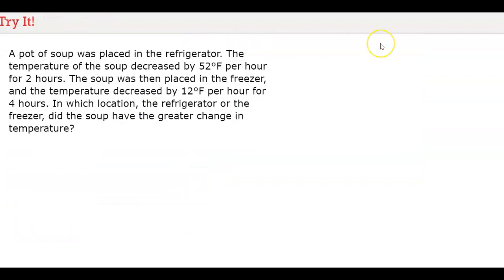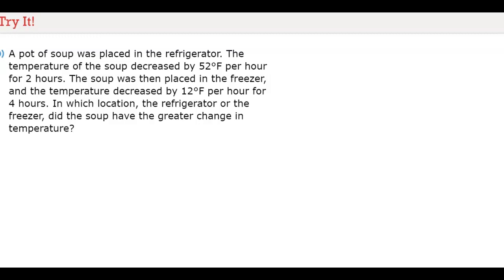A pot of soup was placed in the refrigerator. The temperature of the soup decreased by 52 degrees Fahrenheit per hour for 2 hours. The soup was then placed in the freezer, and the temperature decreased by 12 degrees Fahrenheit per hour for 4 hours. In which location, the refrigerator or the freezer, did the soup have the greater change in temperature?